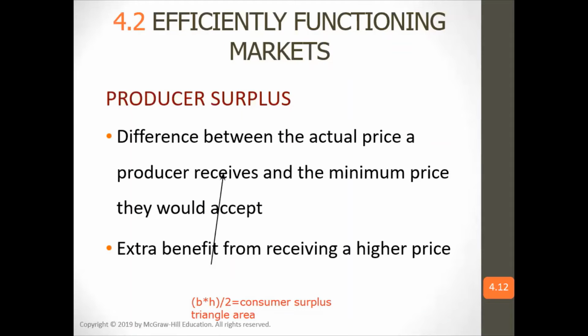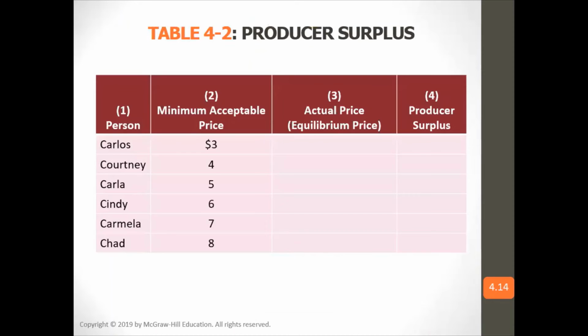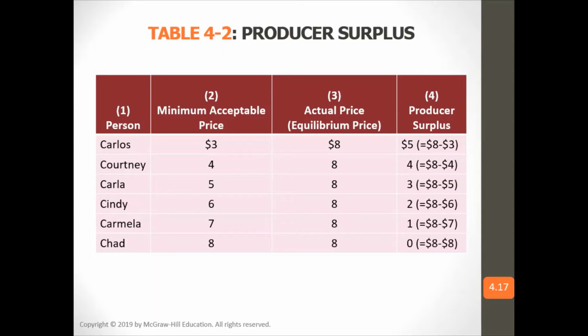Then producer surplus is the difference between the actual price the producer receives and the minimum price it will accept, the extra benefit from receiving a higher price. So this is for sellers. Let's say Carlos is selling something. The lowest he wants to get for his product is $3. That's the lowest he wants to sell it for. Let's say he's trying to sell milk. The minimum acceptable price that he would take for milk is $3, and let's say the actual price is $8. So his producer surplus is $5. You take the actual price minus the minimum acceptable price.